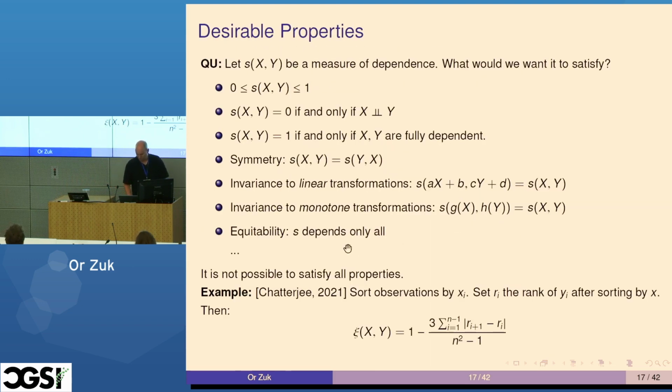And there's also something called equitability, which basically says that if I have a certain amount of noise, then the coefficient will only depend on the noise level and not on the exact shape of the relationship between x and y. These are all very nice properties. There are a few more, but sadly, you cannot satisfy all of them. So there's some activity in this area theoretically.